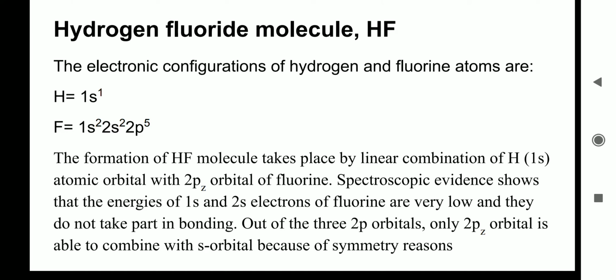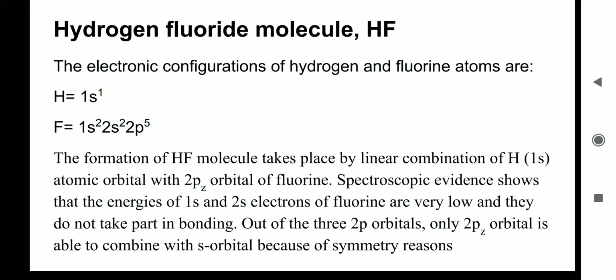The next molecule, or the last molecule of today's class, is hydrogen fluoride. Now, hydrogen fluoride has two atoms, hydrogen and fluorine. Hydrogen has the electronic configuration 1s1 and fluorine 1s2, 2s2, 2p5.